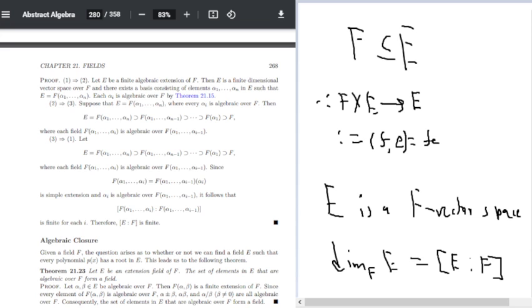Since F(a1, ..., ai) is equal to F(a1, ..., ai minus 1)(ai), it is a simple extension and ai is algebraic over F(a1, ..., ai minus 1). It follows that the index of F(a1, all the way to ai) in F(a1, ..., ai minus 1) is finite for each i. Therefore, by our previous inductive theorem, the index of E in F is finite.